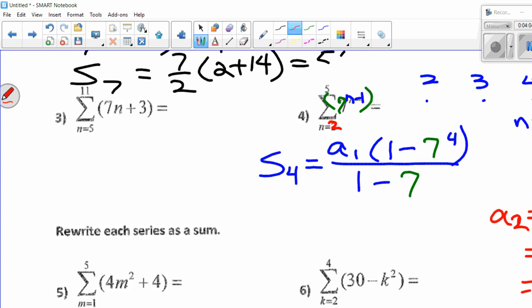So wherever I see the a sub 1, I'm going to put in a 7, because a sub 1 is 7. All right? So n is equal to 4, because I have 4 terms. Substituting the 2 in, I get the first term is 7. And I know that the ratio r is 7, right? I'm multiplying by 7.